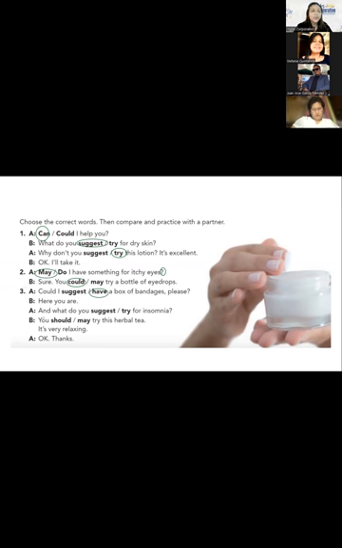Yes. Here you are. And what do you suggest? What do you suggest for insomnia? You should try herbal tea. It's very relaxing. Okay, thanks. Okay, so remember, can, could, and may, asking for something, request something. Suggestions, what do you suggest? Why don't you try? Or you should, sure.